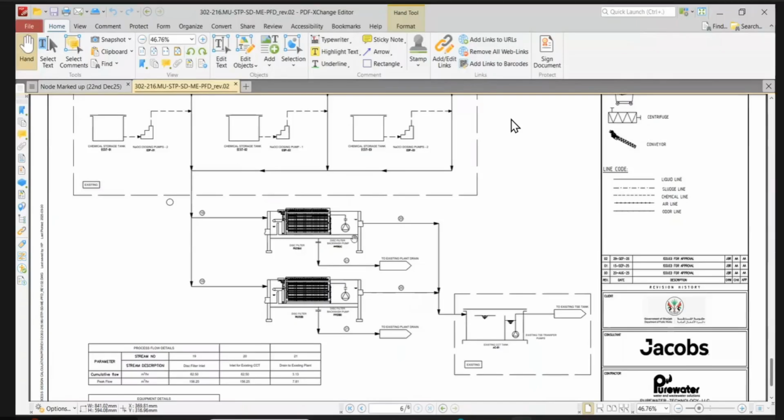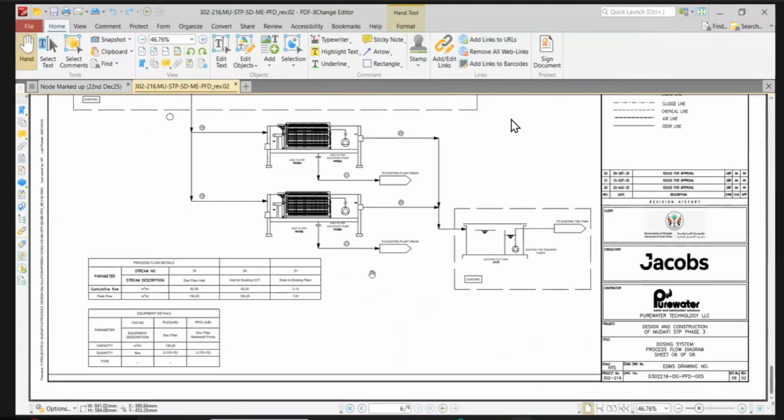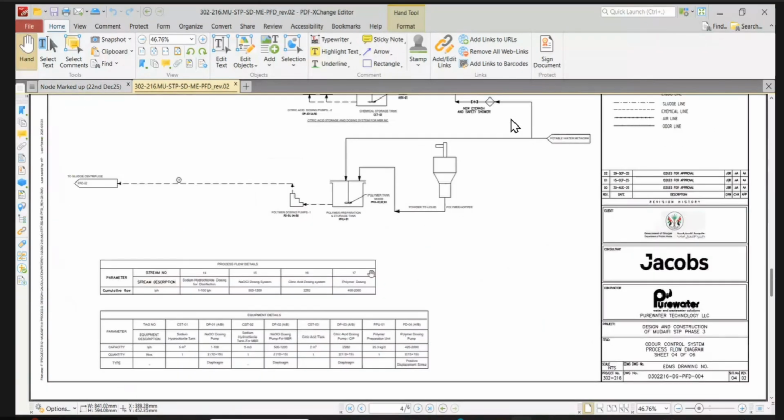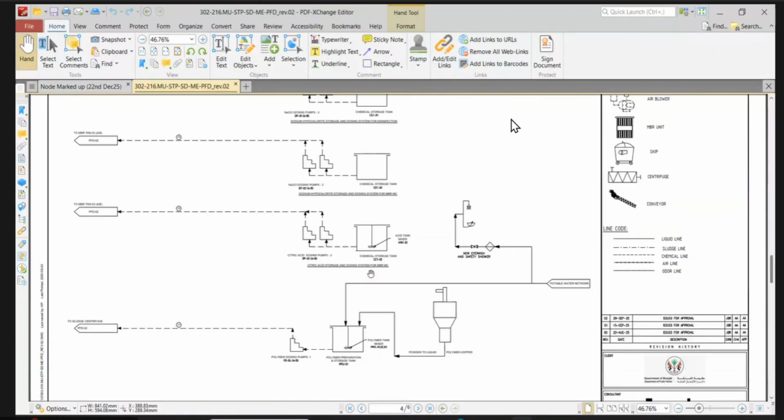Insert this duty standby disk filter, just to remove the solids only. So this is in brief. If anyone has a doubt or wants me to explain again, does anyone have any question?